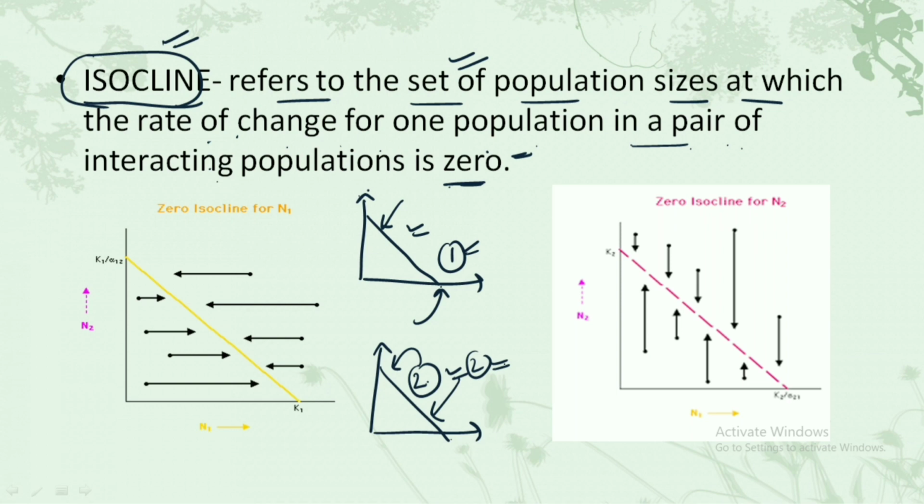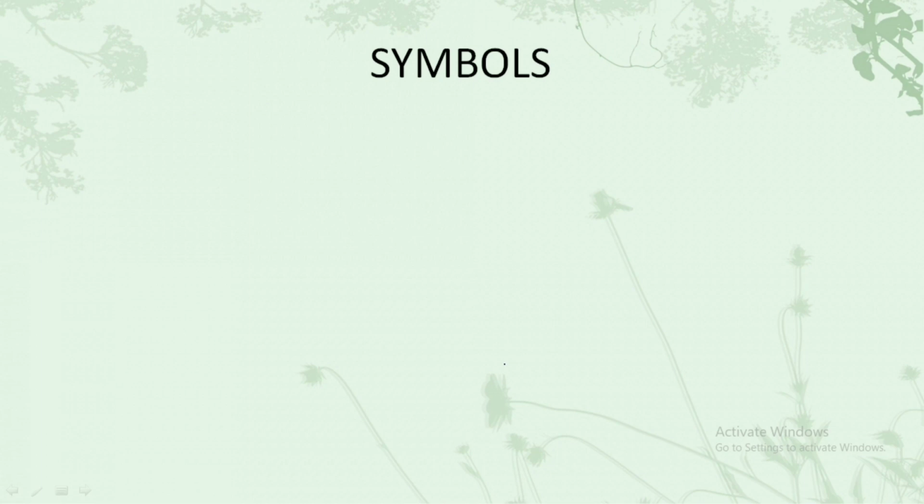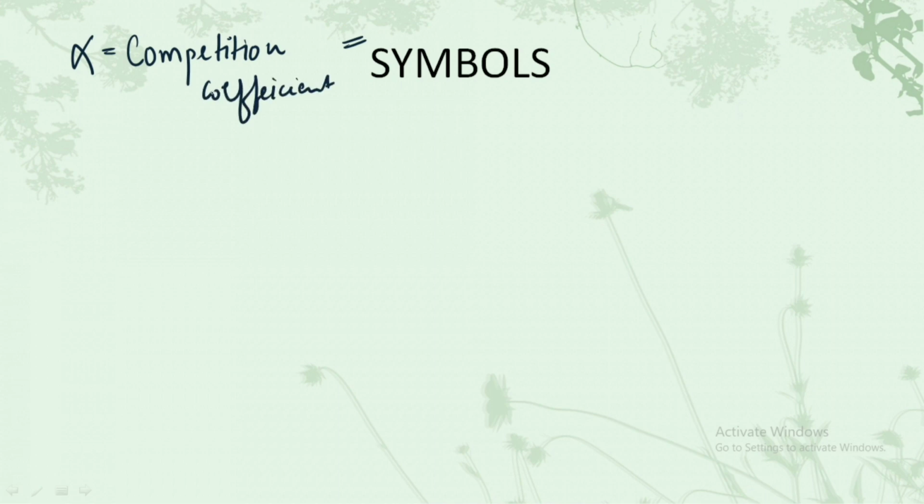Now let's understand the various symbols. The first thing is alpha. So what is alpha? Alpha represents the competition coefficient, that is, when the two species we are considering are competing with each other, the level or unit by which they compete is represented by the competition coefficient.